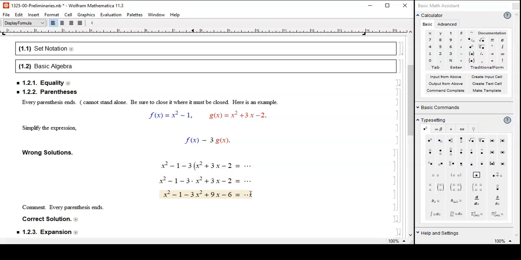And one possible mistake is like this. What's wrong here? Well, what's wrong here will become a bit clearer if I go over to the next cell and show you the correct solutions.